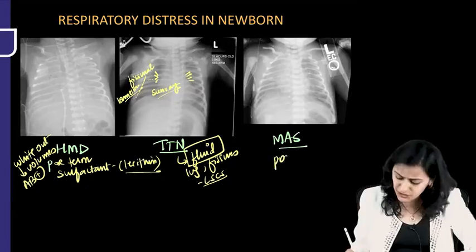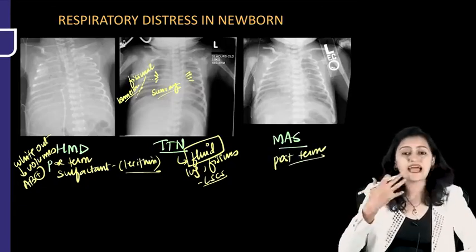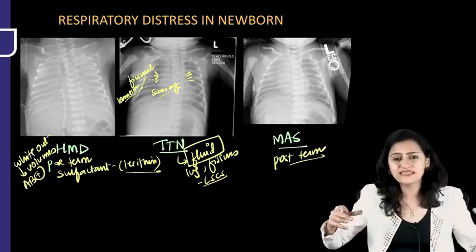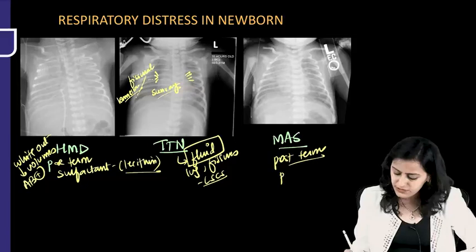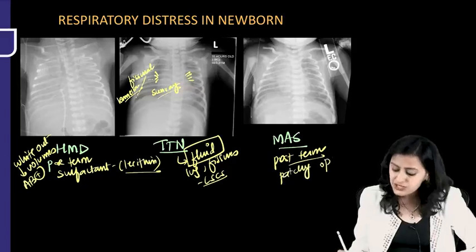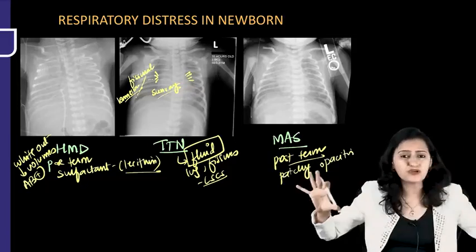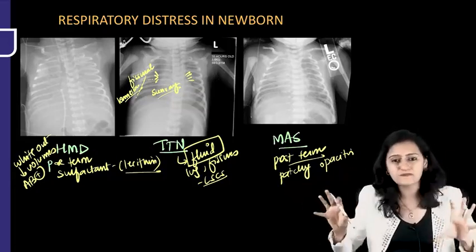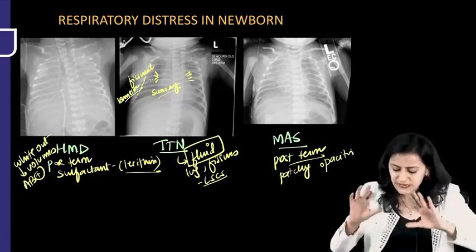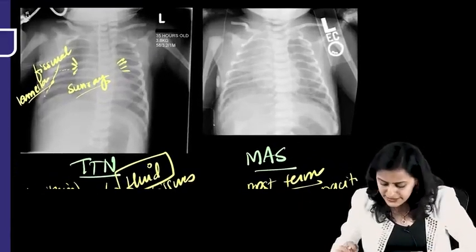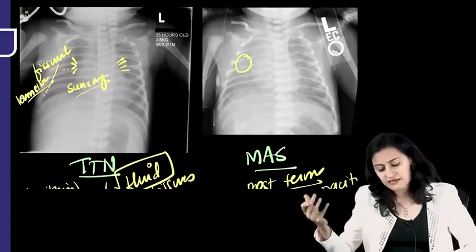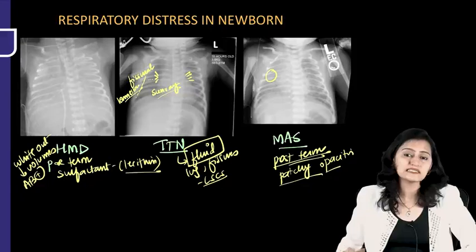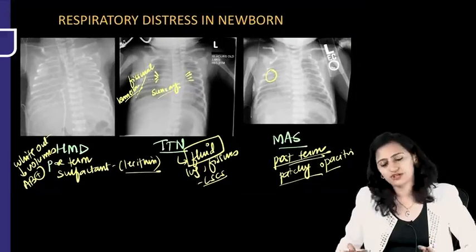Meconium aspiration syndrome is seen in a post-term baby who aspirated meconium, because the aspiration can go into different sites. So meconium aspiration syndrome will have patchy opacities. Rather than the diffuse or homogeneous bilateral opacities in HMD, here it would be patchy infiltrates that we would see. It will not be completely white. Some areas will be more white as compared to the rest. So remember, patchy opacities in a post-term baby is suggestive of meconium aspiration syndrome.